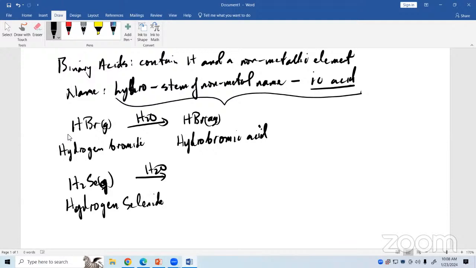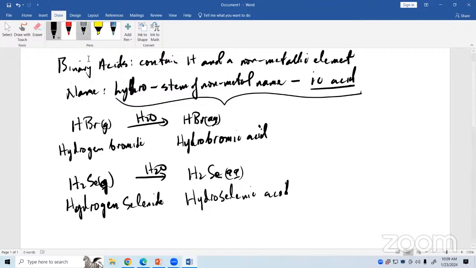Okay, so after adding it to water, it becomes H2Se aqueous. So what would you say the name of this solution is, after adding it to water? Hydroselenic acid. You're indeed correct. So that's basically how you name binary acids, all right? Okay, very good. So that's one group of acids.